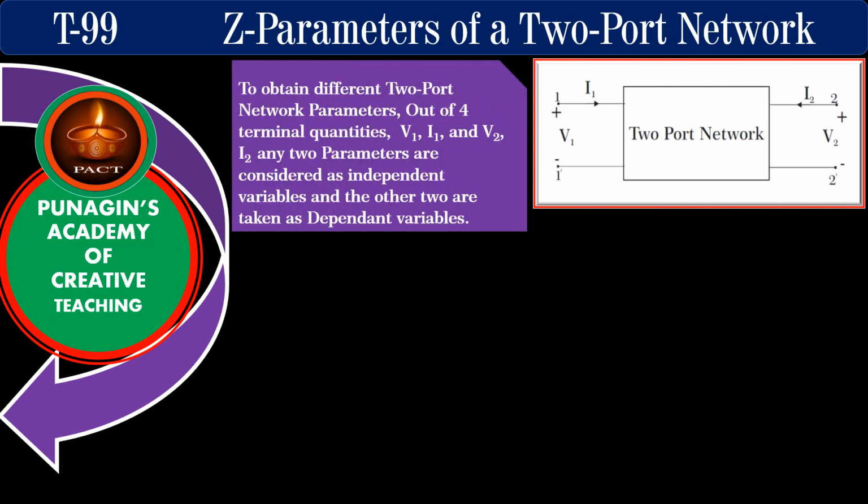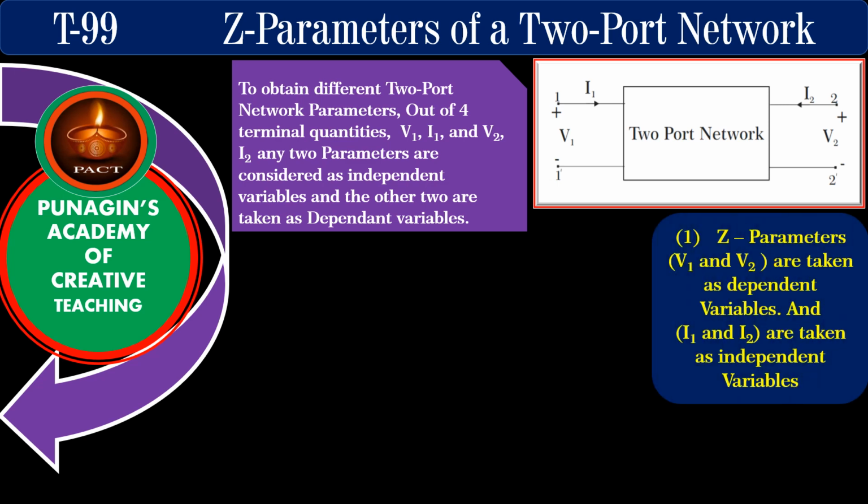Friends, now we shall see what are Z parameters of a two-port network. In general, to obtain different types of two-port network parameters, out of the four terminal quantities V1, I1 and V2, I2, any two parameters are considered as independent variables and the other two are considered as dependent variables.